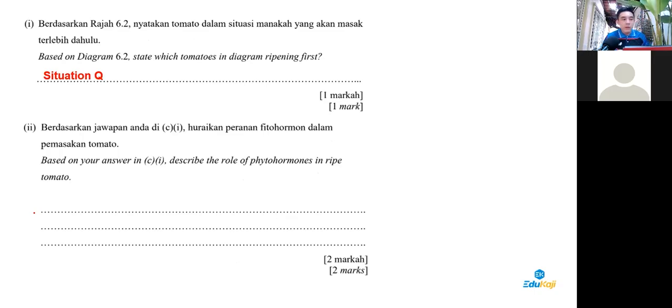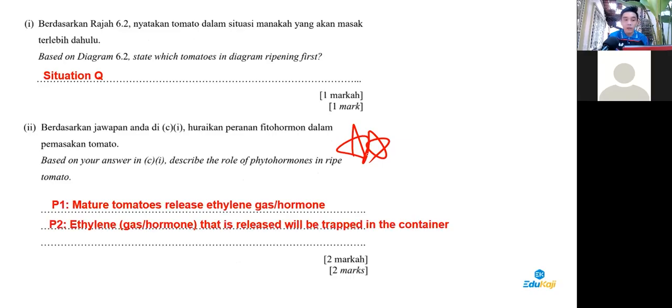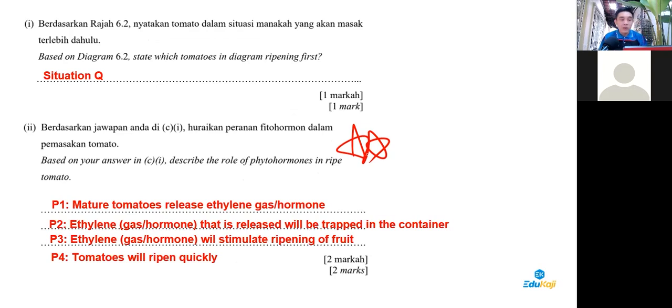Okay, the reason is this, guys. You can draw 2 stars for this question. Mature tomatoes release ethylene gas. It will be trapped in the container, causing the ripening. And because there's a higher concentration of ethylene, it will ripen much quicker.